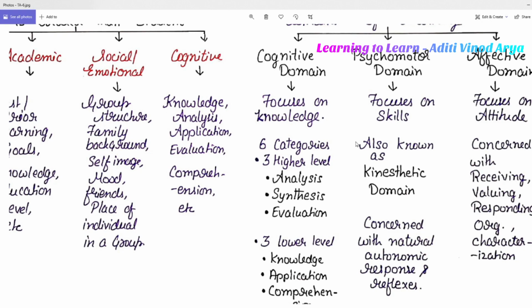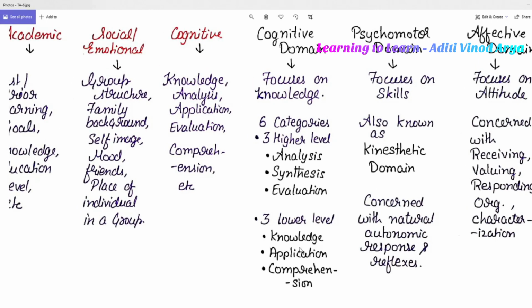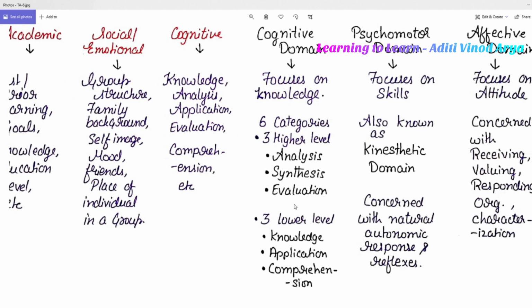Cognitive domain, let's go back to the cognitive domain. The cognitive domain has six categories, three lower categories and three higher categories. It starts with knowledge, then comprehension, application, analysis, synthesis and evaluation. Then the psychomotor domain also has certain types, or you can say steps. And then the affective domain is concerned with receiving, valuing, responding, organizing and characterization.